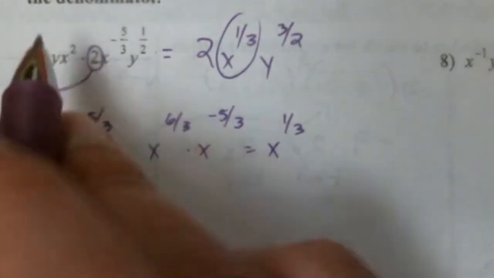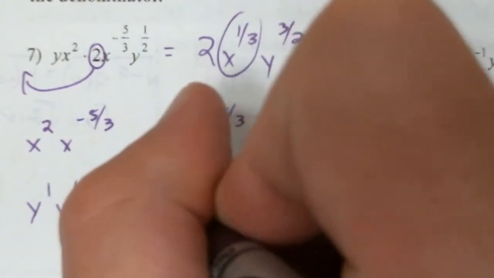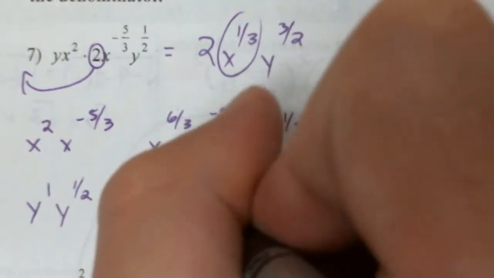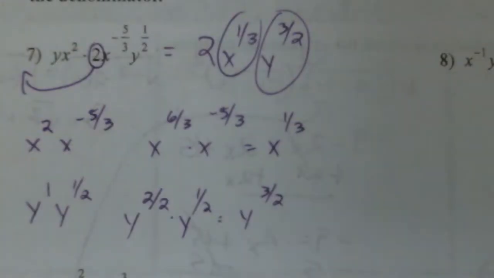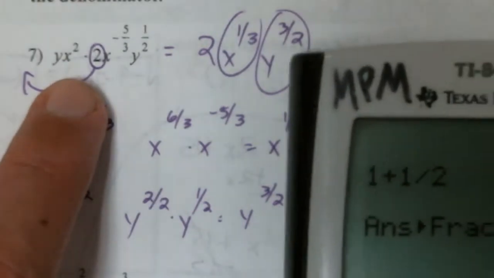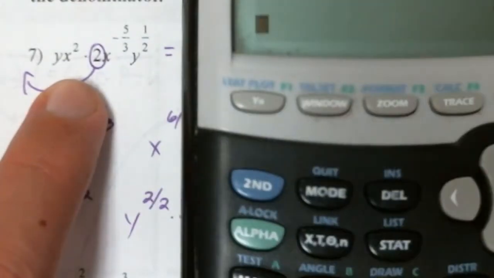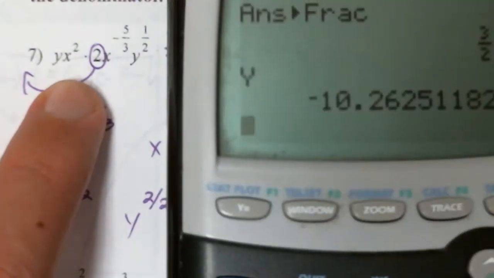For the y's, I had y to the 1, and I had a y to the 1/2. If I add those, I need a common denominator. Common denominator is 2, so that guy needs a 2 over 2. So that's y to the 2/2 times y to the 1/2. Add those, that's y to the 3/2, which is the same thing we got up here. Okay, can we check this all day long? So once again, make sure that your x's and y's are not 0. As long as it's some number, you're okay.